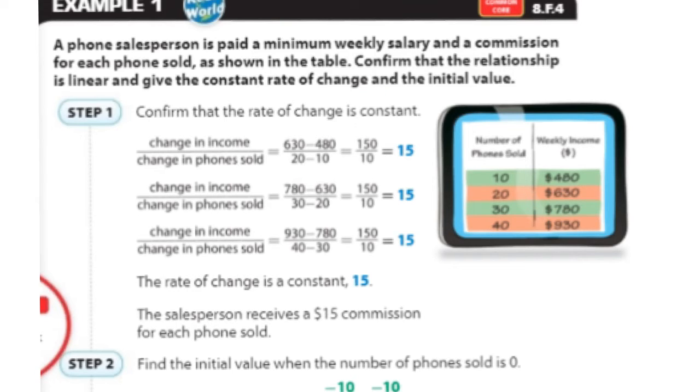It wants you to confirm, so it wants you to make sure that the relationship is linear. And you do that by finding the rate of change. Now, from the previous slide that we had, the rate of change is also the slope. So although they say find the rate of change, you're actually finding M, the slope. And it asks you to find the initial value. The initial value is also called the y-intercept. So you're finding that B, the y-intercept. So let's take a look at how they solve this.